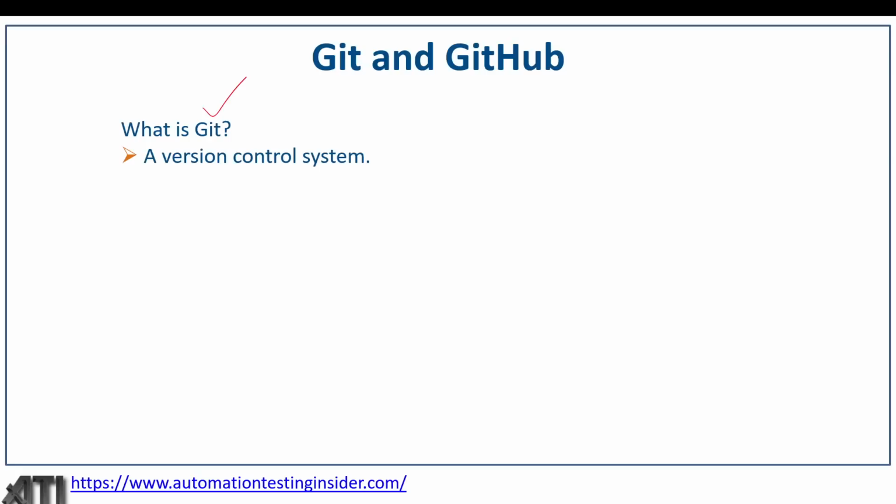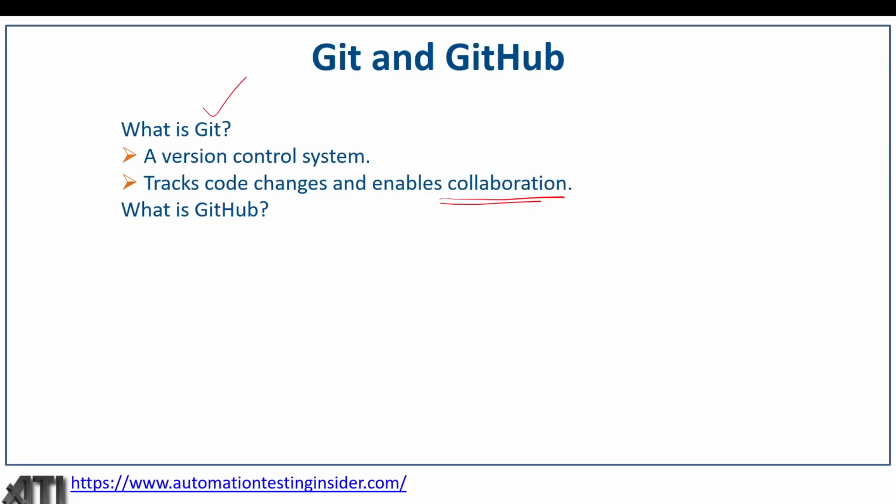Git is nothing but the version control system, and it tracks code changes and enables collaboration. So we can track our changes easily using Git, right? And we have different commands in Git using which we can easily track our code changes and collaborate with other team members as well. And it is installed locally, like we can install Git locally, and it is offline as well. We can work without internet as well.